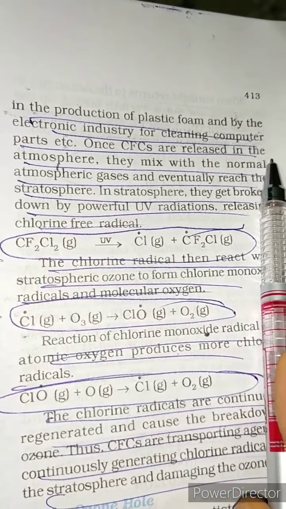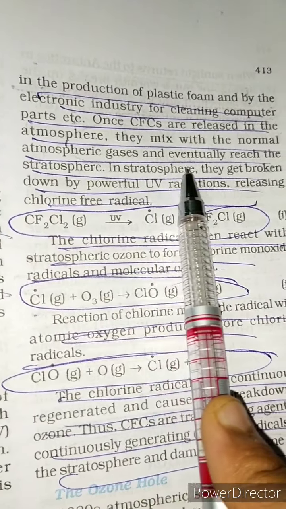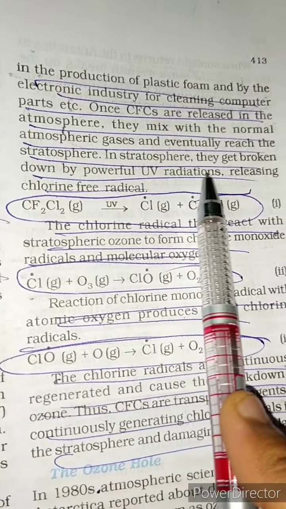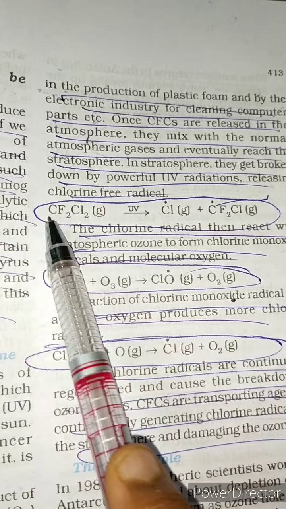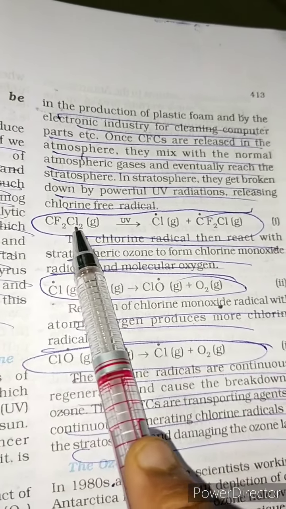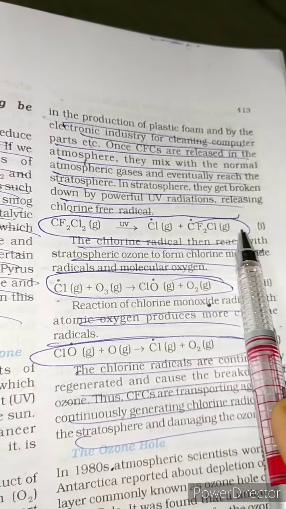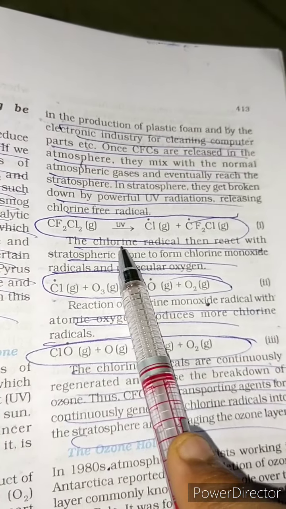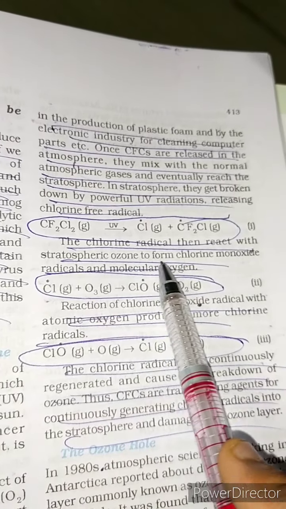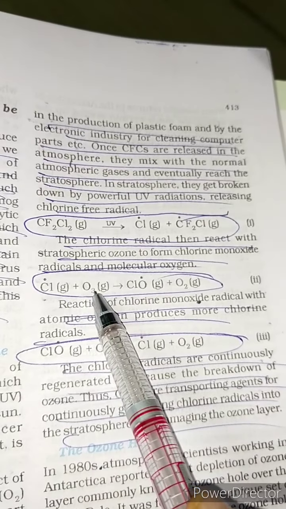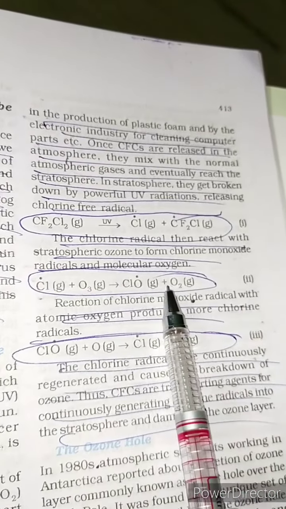Once CFCs are released in the atmosphere, they mix with the normal atmospheric gases and eventually reach the stratosphere. In the stratosphere, they break down by powerful UV radiation, releasing chlorine free radicals. That is, CFCl3 in the presence of UV gives a Cl radical and a CFCl2 radical. The chlorine radical then reacts with stratospheric ozone to form chlorine monoxide radical and molecular oxygen.